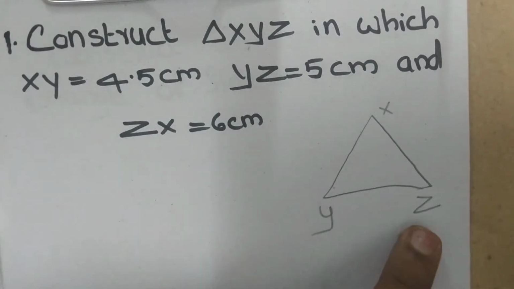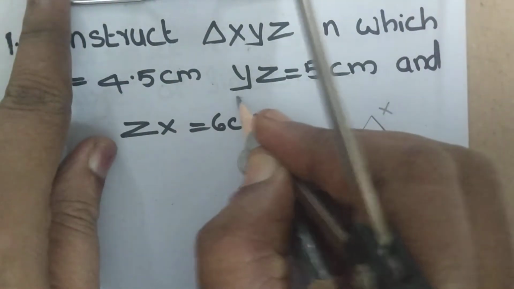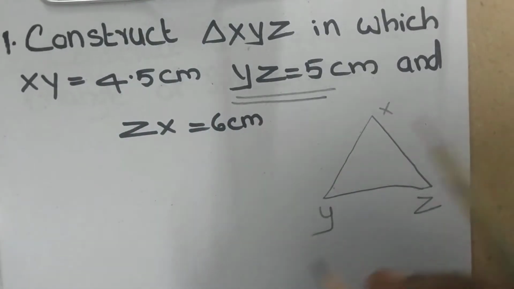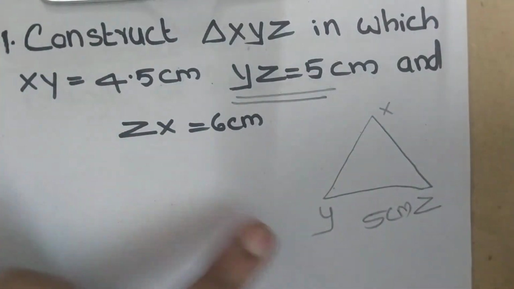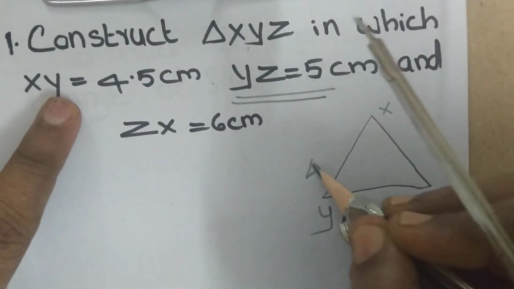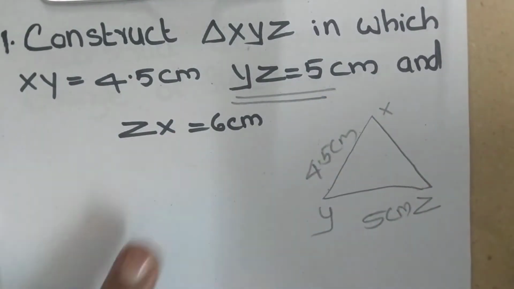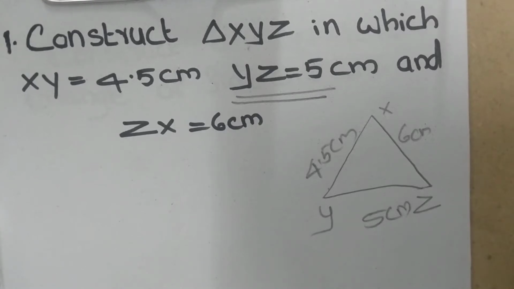First you take the base value. Here the base is Y and Z, so take the YZ value first. YZ value is how much? 5 centimeter. Take 5 centimeter in the base. And the XY value take on the left side, that is 4.5 centimeter, and the ZX value take as 6. This is the rough diagram of the triangle.